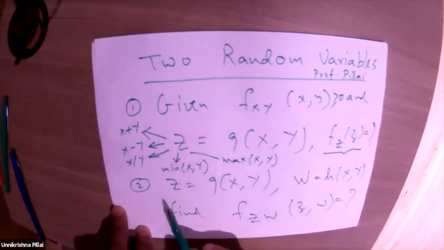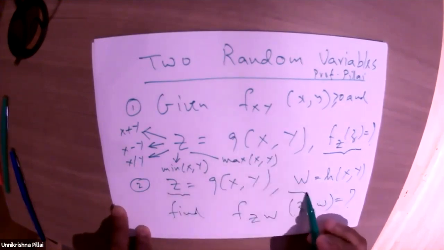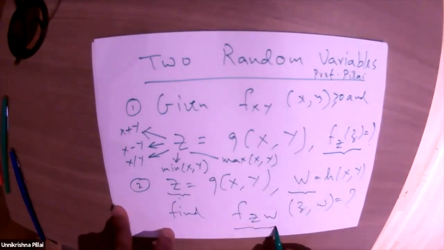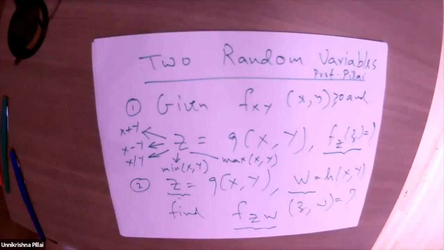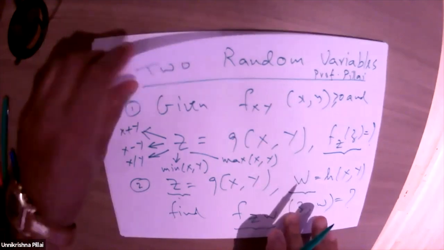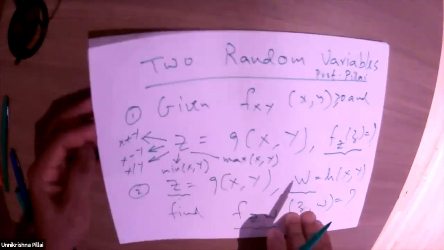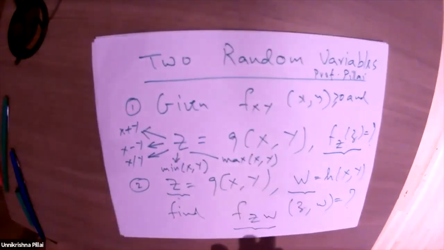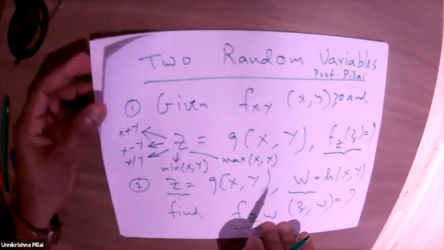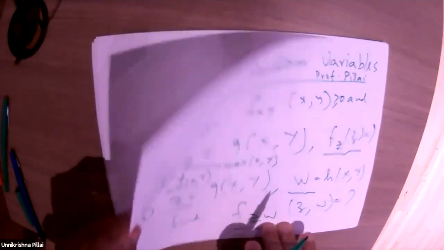Then we will look at the same problem, but we will bring in two unknown random variables, z and w, and try to find their joint density function, etc. So let me go over this, and remember, this is an open-ended problem. In other words, you can make up all sorts of problems, all sorts of functions. So there is really no end to this.